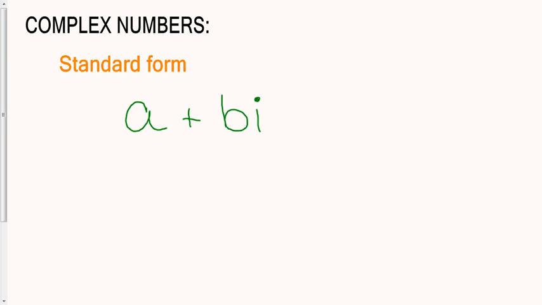Now, all of those are imaginary numbers, and when you group that imaginary number with a complex or a real number, you end up getting a complex number. The standard form of a complex number looks like this: a plus bi. A is a real number. The plus bi is the imaginary number.